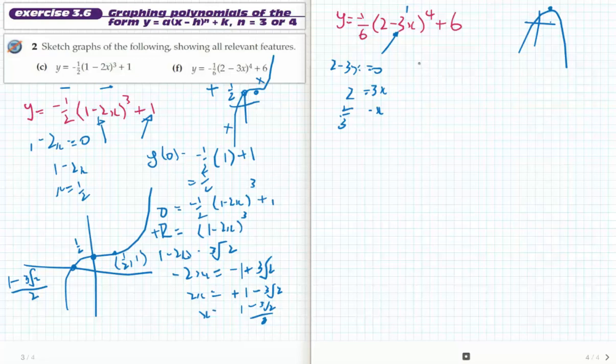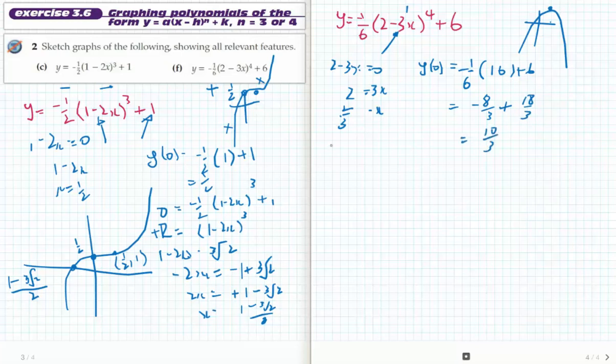The y-intercept will be when x equals 0. So that's going to be negative 1/6 times 2 to the power of 4, which is 16, plus 6. So I'm going to have 6 goes in, 2 goes into that 3, so minus 8/3 plus 6, which is 18/3. Therefore, 10/3 is where my y-intercept is.